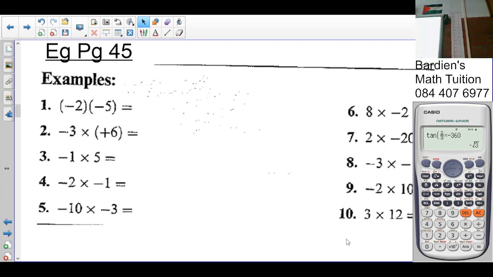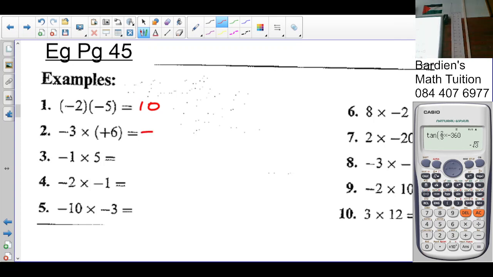Alright, so what's the first answer? Negative 2 times negative 5? 10. Positive 10, not so? Yes, sir. Who got a different answer? Alright. What's negative 3 times positive 6? Who was next in line? Where did we stop? Okay, we stopped here, in this row. What's your answer to number 2? What do you think the answer to number 2 is?